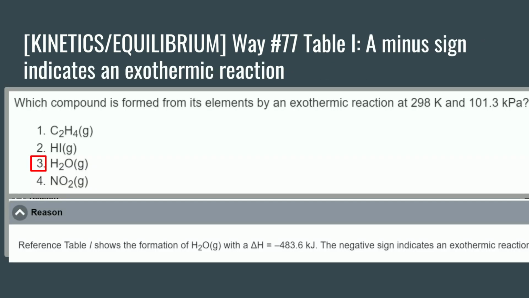Okay, so when it comes to Way 77, please note that if it asks you to quantify the most exothermic reaction, you must consult Table I, look for the negative delta H value. Negative delta H corresponds to an exothermic reaction. The one that's going to release the most energy is going to have the least delta H value because a negative delta H corresponds to an exothermic reaction.